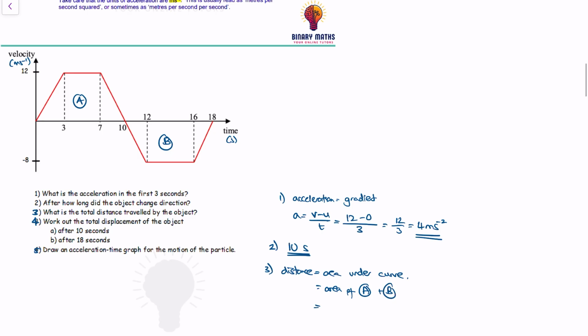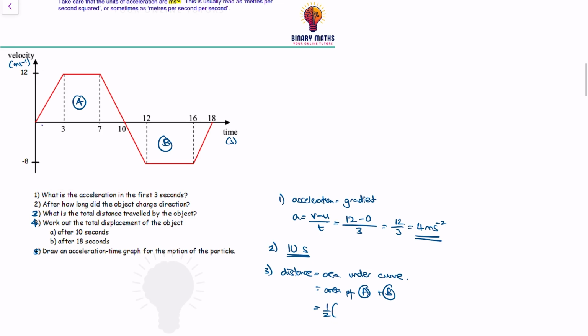So the area of A will be half of A plus B times H. So that's A is 10 plus B is 4 times the height, which is 12, plus the second trapezium is half of A plus B. So A plus B are the two parallel sides. So it's 8 plus 4 times the height, which is 8, which works out to be 84 plus 48, which is equal to 132 meters.